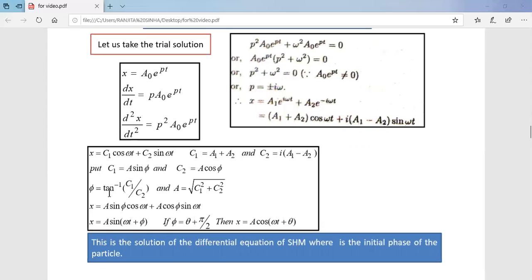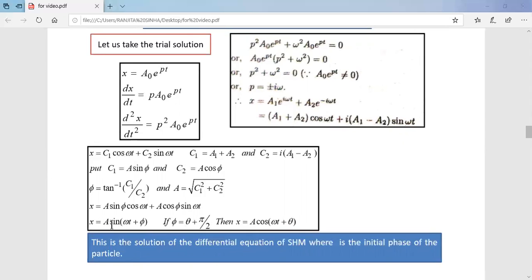Now phi we can find out by dividing a sin phi by a cos phi. So ultimately we are getting phi equal to tan inverse c1 by c2, and a equal to root over c1 square plus c2 square. So ultimately our solution is x equal to a sin (omega t plus phi). If we put phi equal to theta plus pi by 2, then x equal to a cos (omega t plus theta). Now this is the solution of the differential equation of SHM.